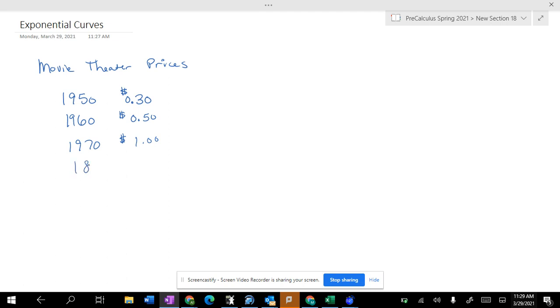In 1980, it was up to $2. In 1990, it was up to $4.50. Okay? So, what should the price be in 2000 and then in 2020 if it keeps following this pattern?